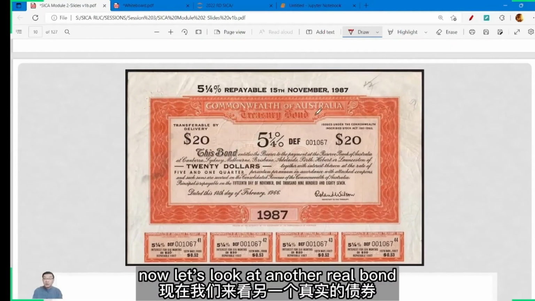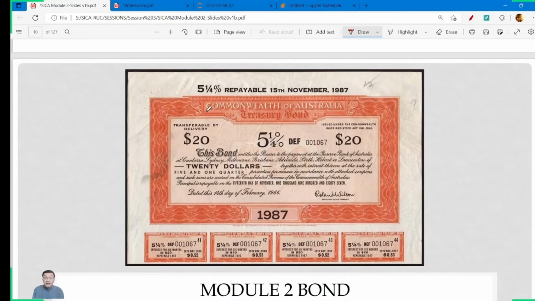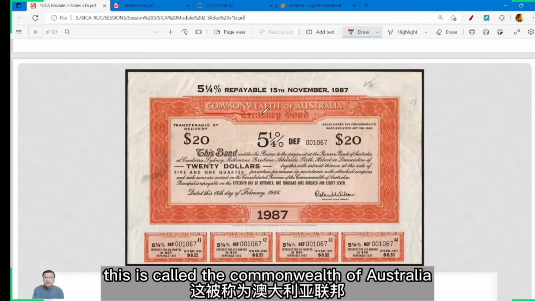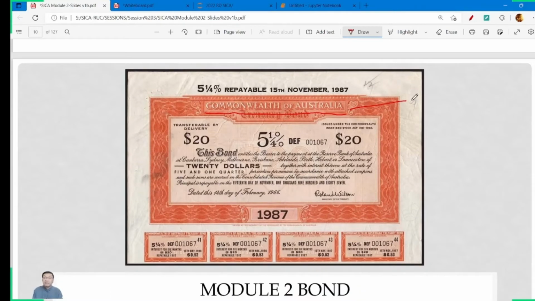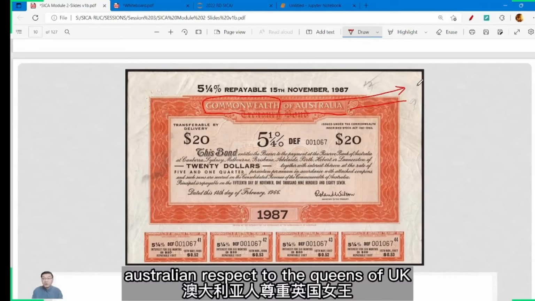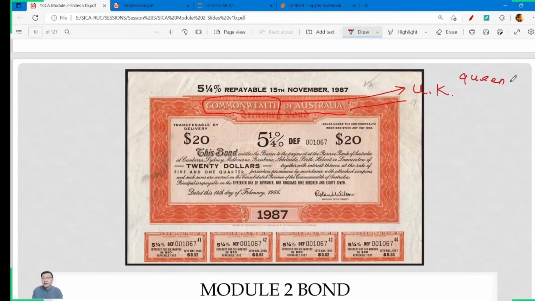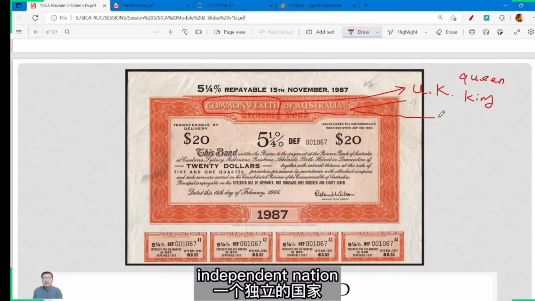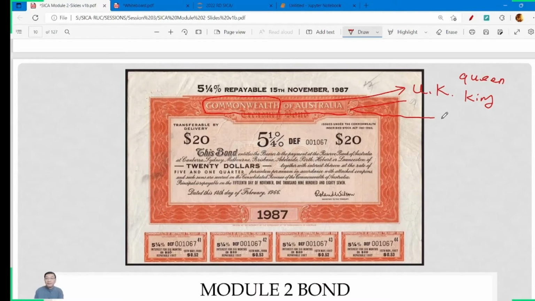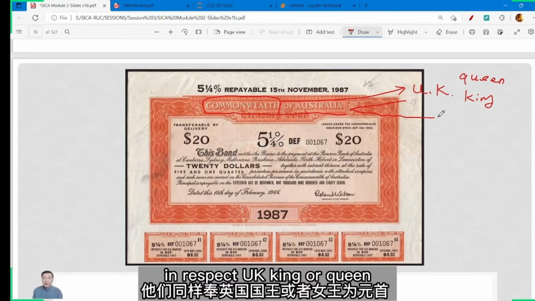Now let's look at another real bond. This is called the Commonwealth of Australia. This is the official name of Australia, the country's name. So why do we call it Commonwealth? Here, Commonwealth means Australia shows respect to the Queen of the UK, maybe the King as well. So this also means Australia is not fully independent in respect to the UK King or Queen.